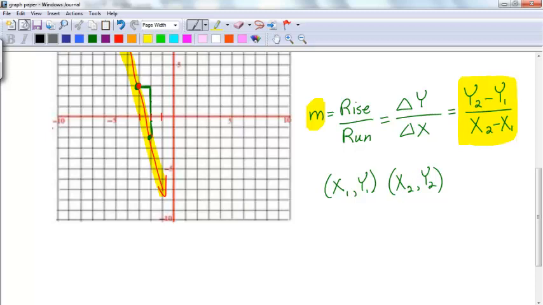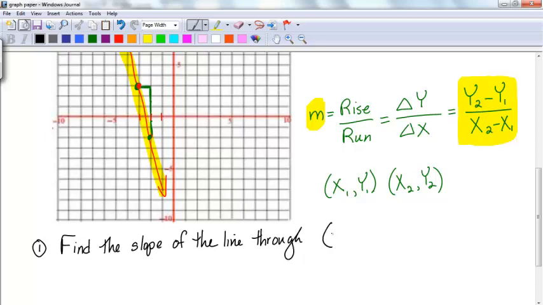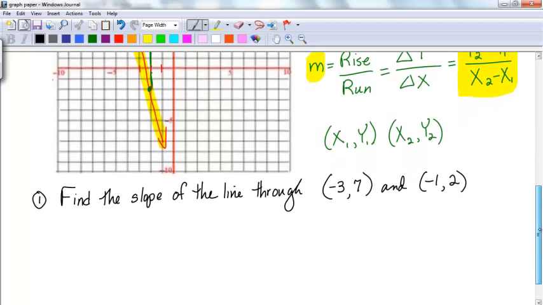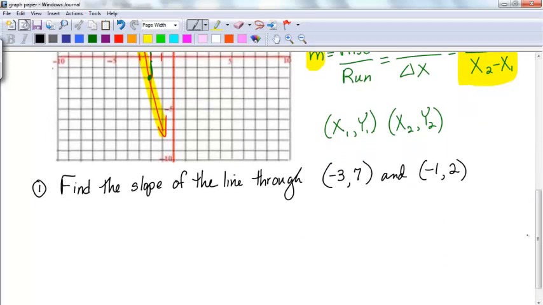Okay, so they will give you problems like this in the book. Say they ask you to find the slope of the line through the ordered pair negative 3, 7, and the ordered pair negative 1, 2. Now, so far you have two methods to do this. You could graph it, but if you don't have graph paper, you don't have to graph that. You can just use the formula.